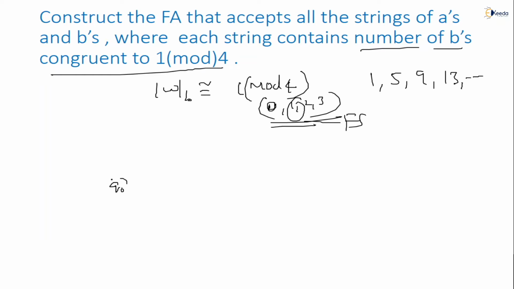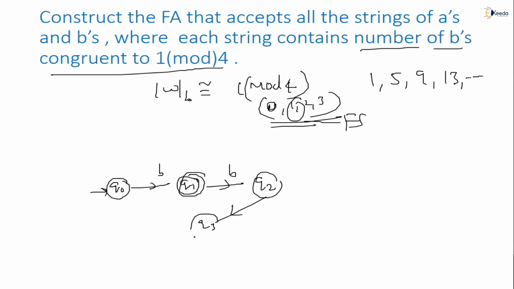So now I will make Q naught the initial state. I look for b only, later I will write for a. Q naught on b goes to Q1. For 1 b, should it accept or not? Yes, finally. For 2 b's it should reject, correct or not? For 3 b's, yes, should reject. Fourth b should reject. Fifth b should accept. See, 1 b accepted, 2 b's rejected, 3 b's rejected, 4th b rejected, 5th b accepted, 6th reject, 7th reject, 8th reject, 9th accept. Yes. So this is the FA.